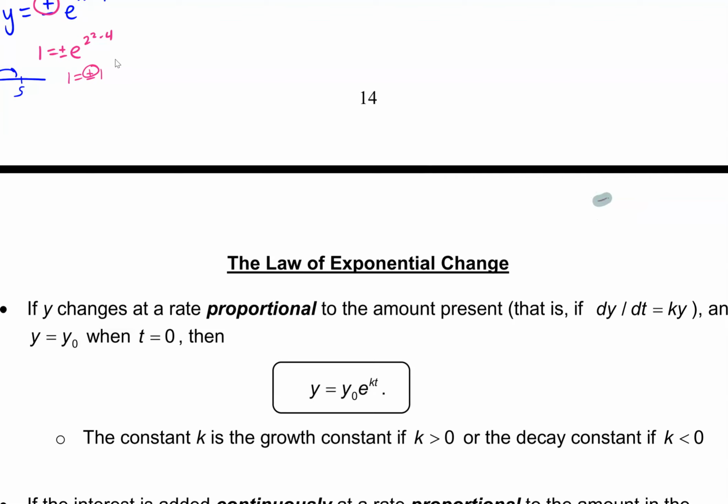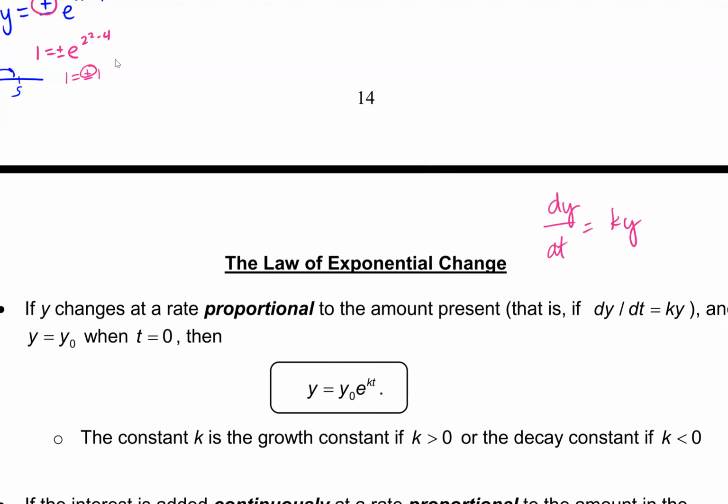Well, here the rate is proportional. So dy/dt is equal to k times y. So this k is a constant.